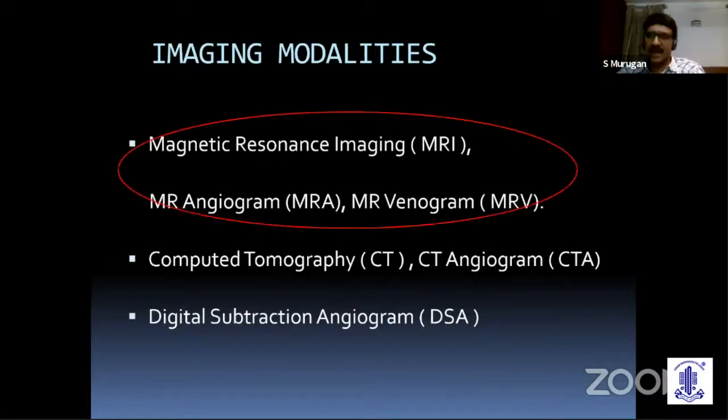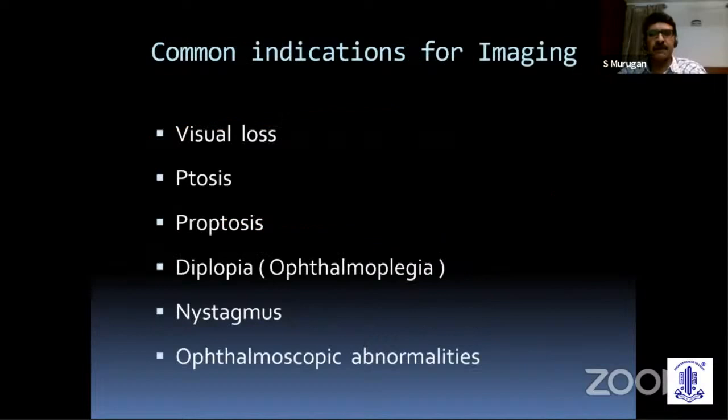So MRI is the modality of choice. Of course, we have MR angiogram and MR venogram. We have CT, and we will discuss where it's useful. We also have CT angiogram and DSA, which is a catheter-based imaging option. Some of the common clinical indications are visual loss, ptosis, proptosis, diplopia, nystagmus, and other ophthalmological abnormalities.